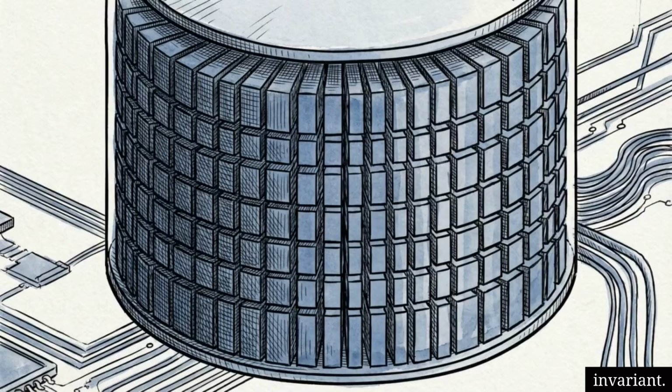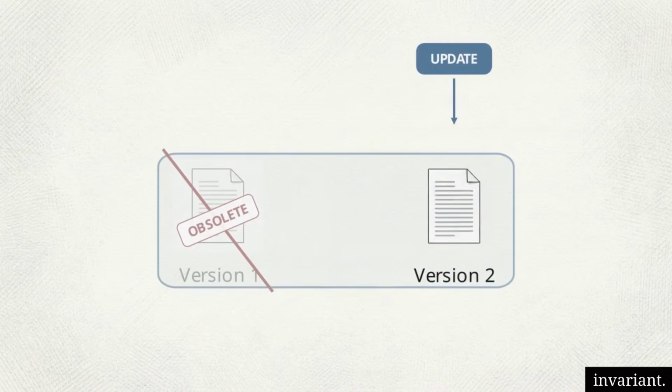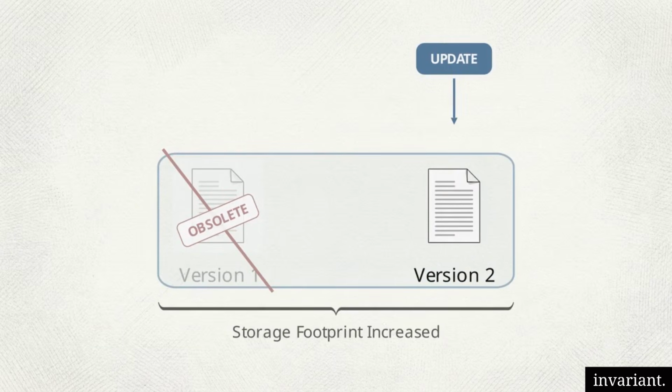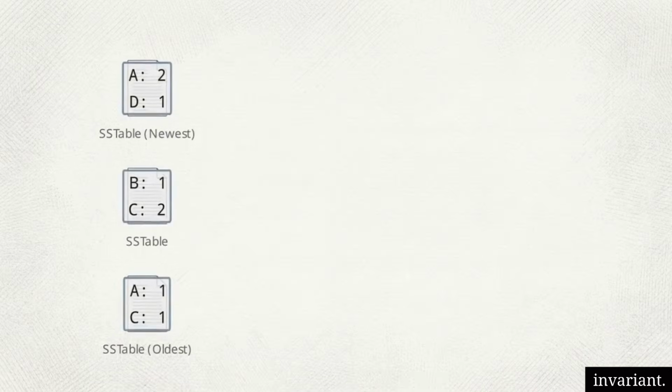Writing sequentially is fast, but it creates a strict consequence. Because files are never updated, modifying an existing record means writing a completely new version of it into a new file. Over time, redundant copies and fragmented records stack up across dozens of disk-resident tables. To reclaim space and keep read times manageable, LSM trees run a background maintenance process called compaction.